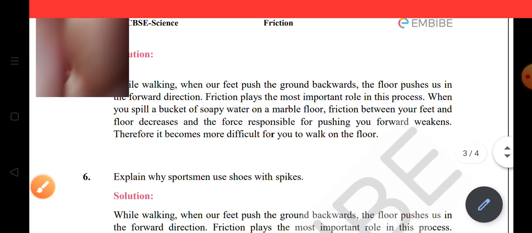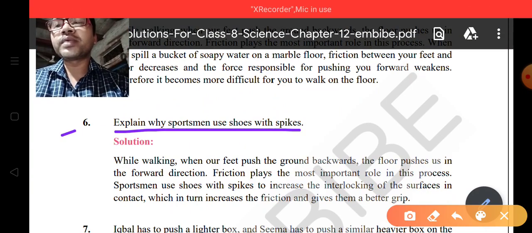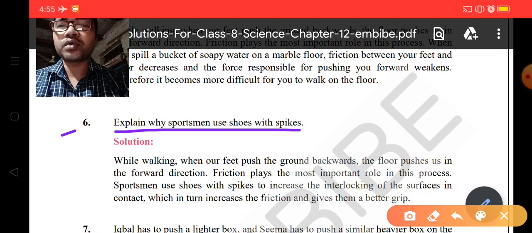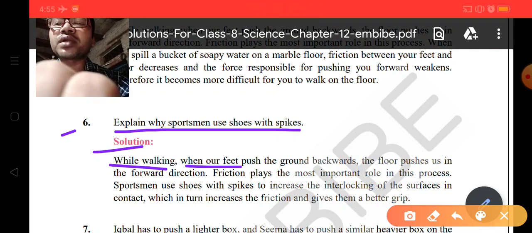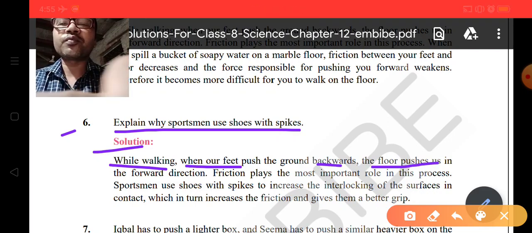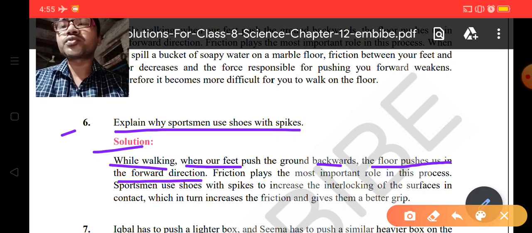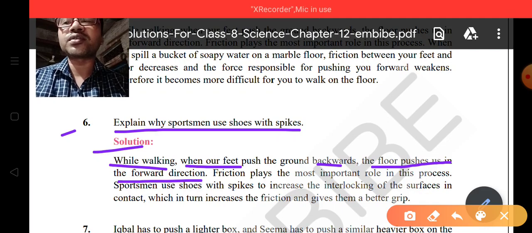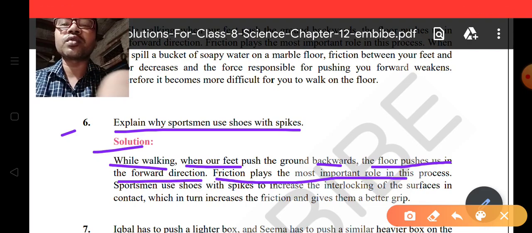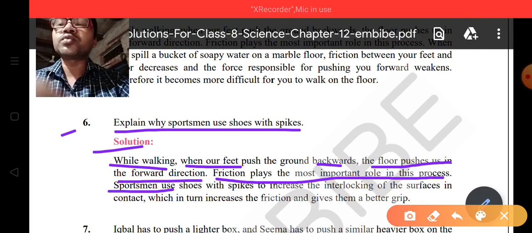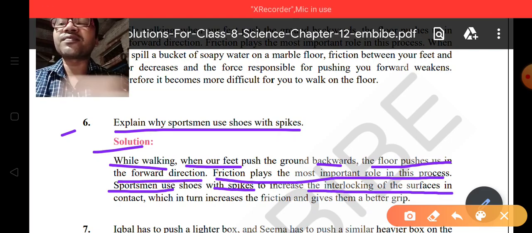Let's see the next question, question number 6. Explain why a sportsman uses shoes with spikes. The solution is given here. While walking, our feet push the ground backward, and the floor pushes us in the forward direction. Friction plays the most important role in this process, and a sportsman uses shoes with spikes to increase the interlocking of the surfaces in contact.